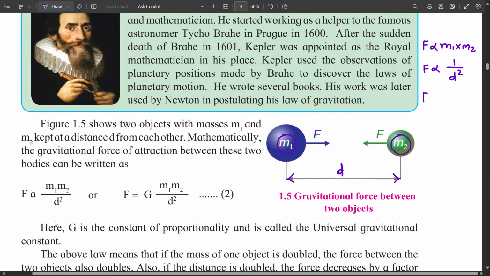So if we combine the two statements together, we have F is proportional to m1 multiplied by m2 divided by d square. If the proportionality sign is to be converted into an equality sign, we have to take a constant of proportionality and we take it as capital G. So F equals capital G m1 multiplied by m2 divided by d square. This is the mathematical form of Newton's law of gravitation.